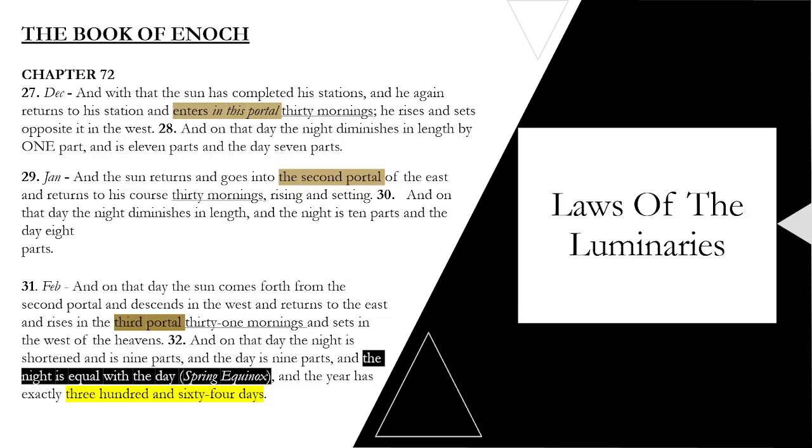February, and on that day the sun comes forth from the second portal and descends in the west and returns to the east and rises in the third portal, 31 mornings, and sets in the west of the heavens. And on that day the night is shortened and is in 9 parts, and the day is 9 parts. And the night is equal with the day. This is called the spring equinox, and the year has exactly 364 days.